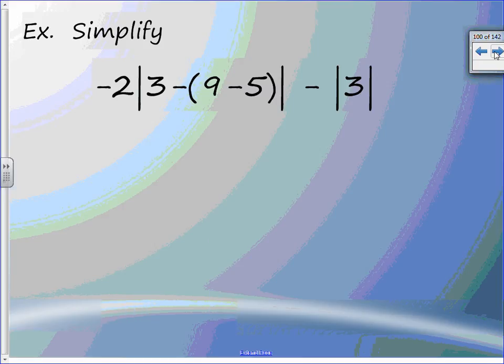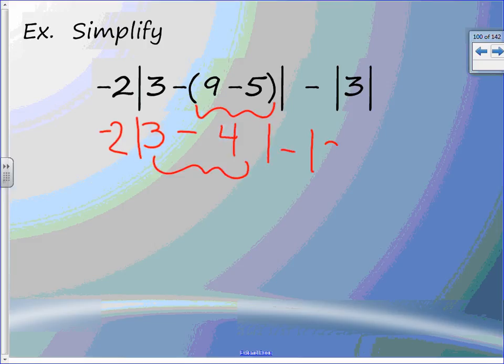Okay, so notice for this one, we have a grouping symbol within another grouping symbol. We have the parentheses, and then we have the absolute value sign. In the case that you have more than one, you're going to work from the inside out. So go ahead, Logan. 9 minus 5, which is 4. So then you got 3 minus 4, which is -1. And you get for the absolute value is 1.